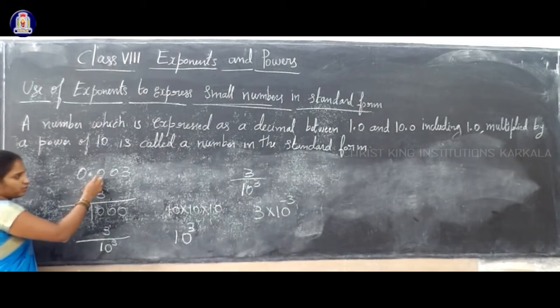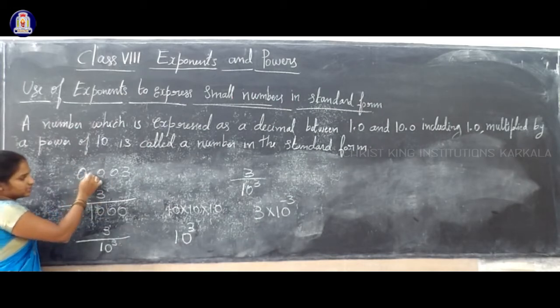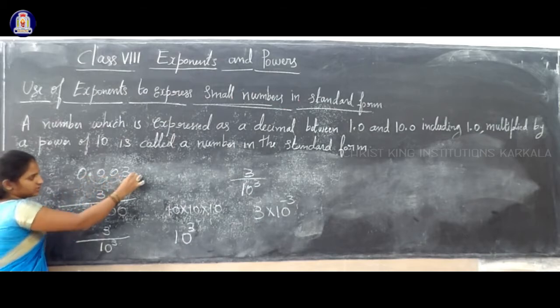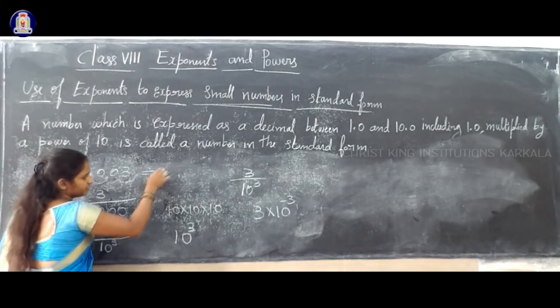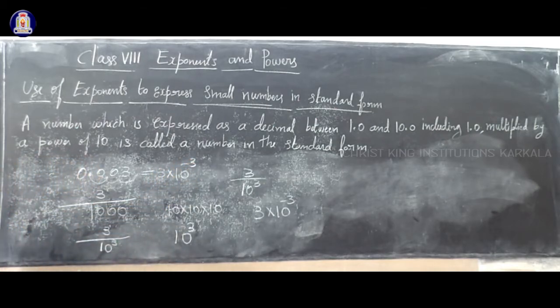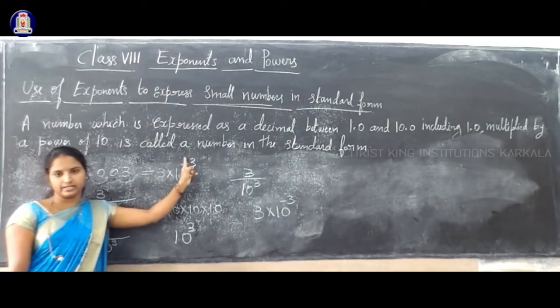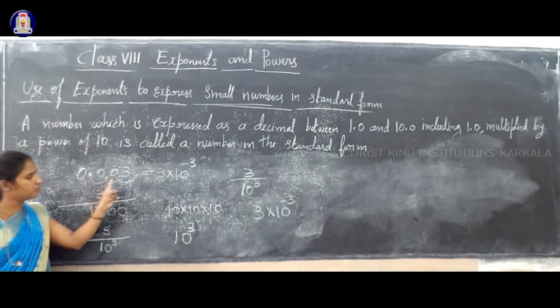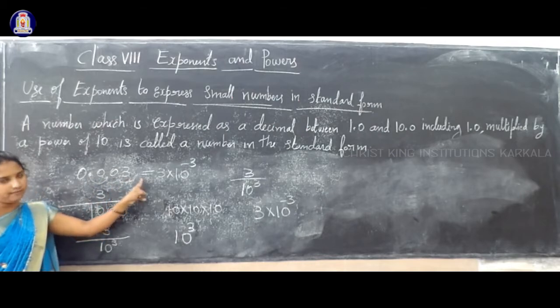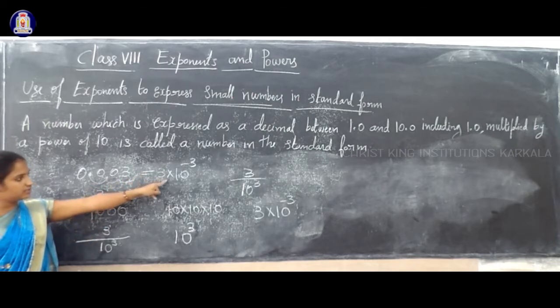Okay? This is the answer. If you do the first method also, we will get the same answer. The decimal point will move to the right hand side. See, first step, second, third. So what is the answer? 3 into 10 power minus 3. 1, 2, 3. So this is 10 power minus 3, because this decimal point is shifted to the right hand side. So the answer will come like this.